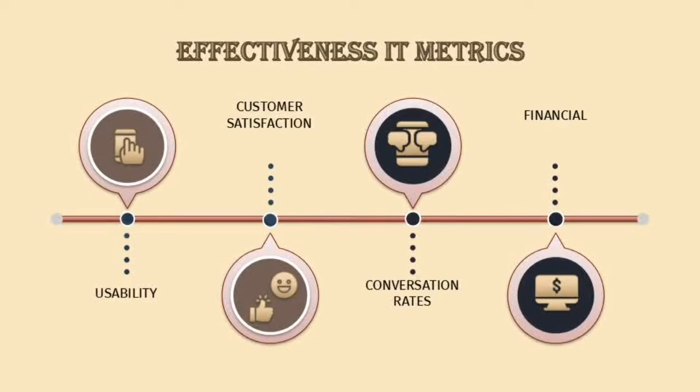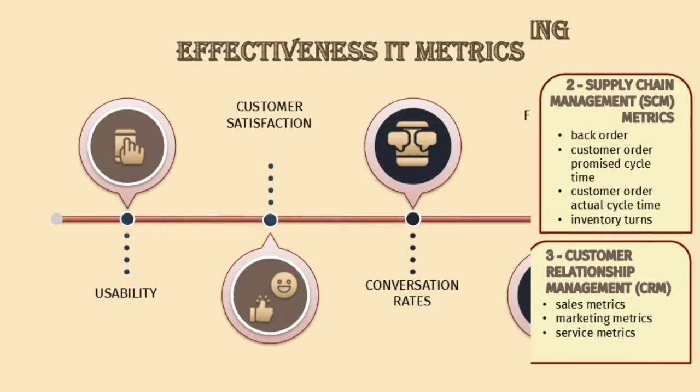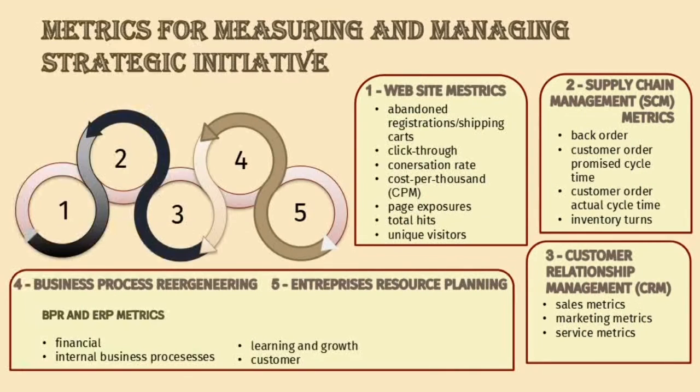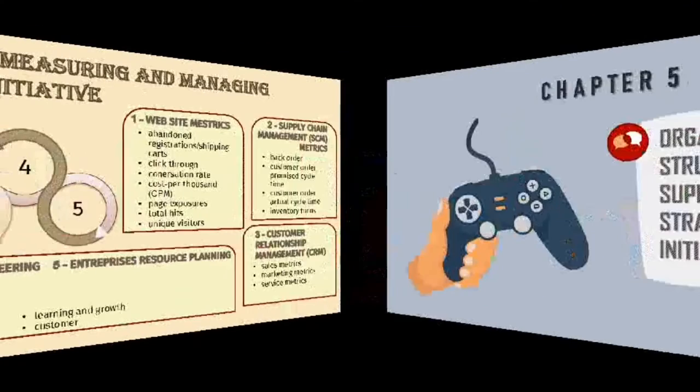Next, the effectiveness IT metrics, which are usability, customer satisfaction, conversion rate, and financial. Next, the metrics for measuring and managing strategic initiative. The first one is website metrics, supply chain management, customer relationship management, business process re-engineering, enterprise resource planning.